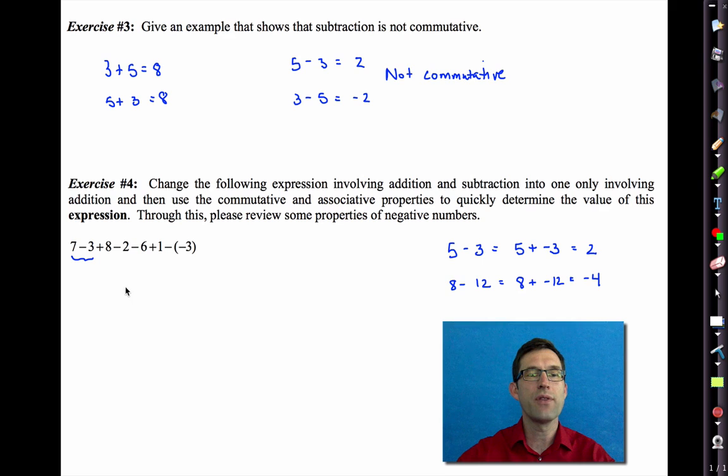So let's do this one. Let's change everything into addition. So that's going to be 7 plus negative 3 plus 8 plus negative 2. Ooh, here's a subtraction.